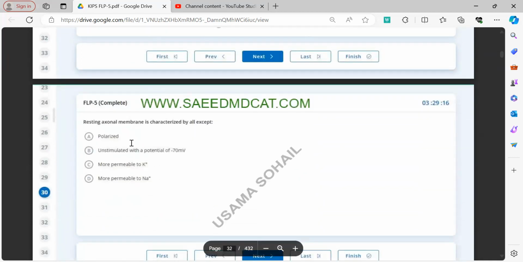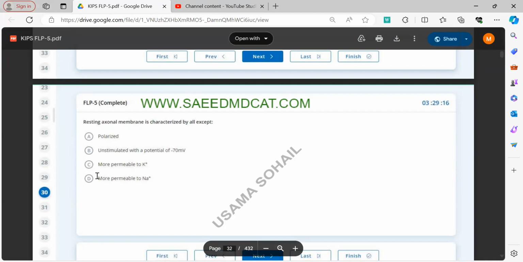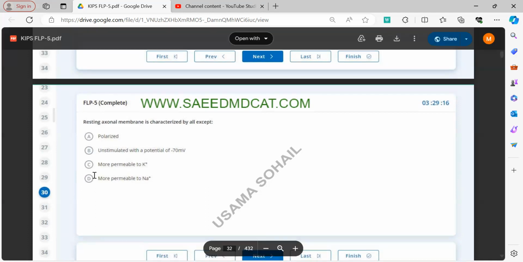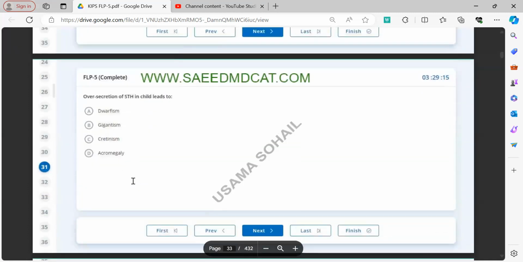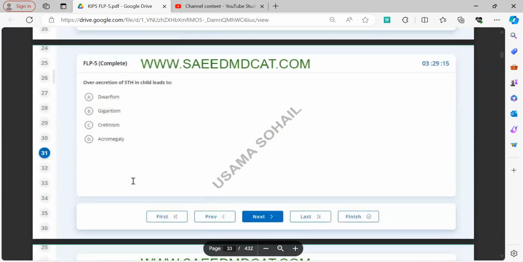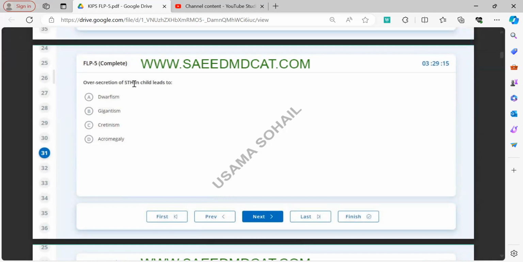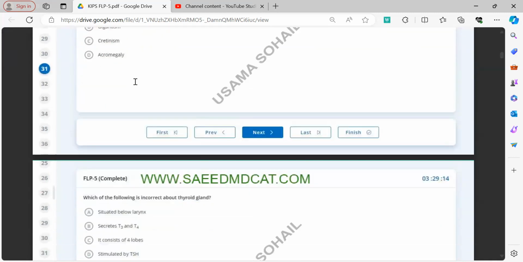In question number 30, the correct option would be D, because we know that the inside of a neuron is mainly negative in potential due to the increase in potassium ions, and thus they cannot leave the cell. So due to passive diffusion, sodium ions, however, can enter, and they can help to decrease the negativity in the cell. The full form of STH in question 31 is somatotropin releasing hormone, and oversecretion of it causes gigantism.